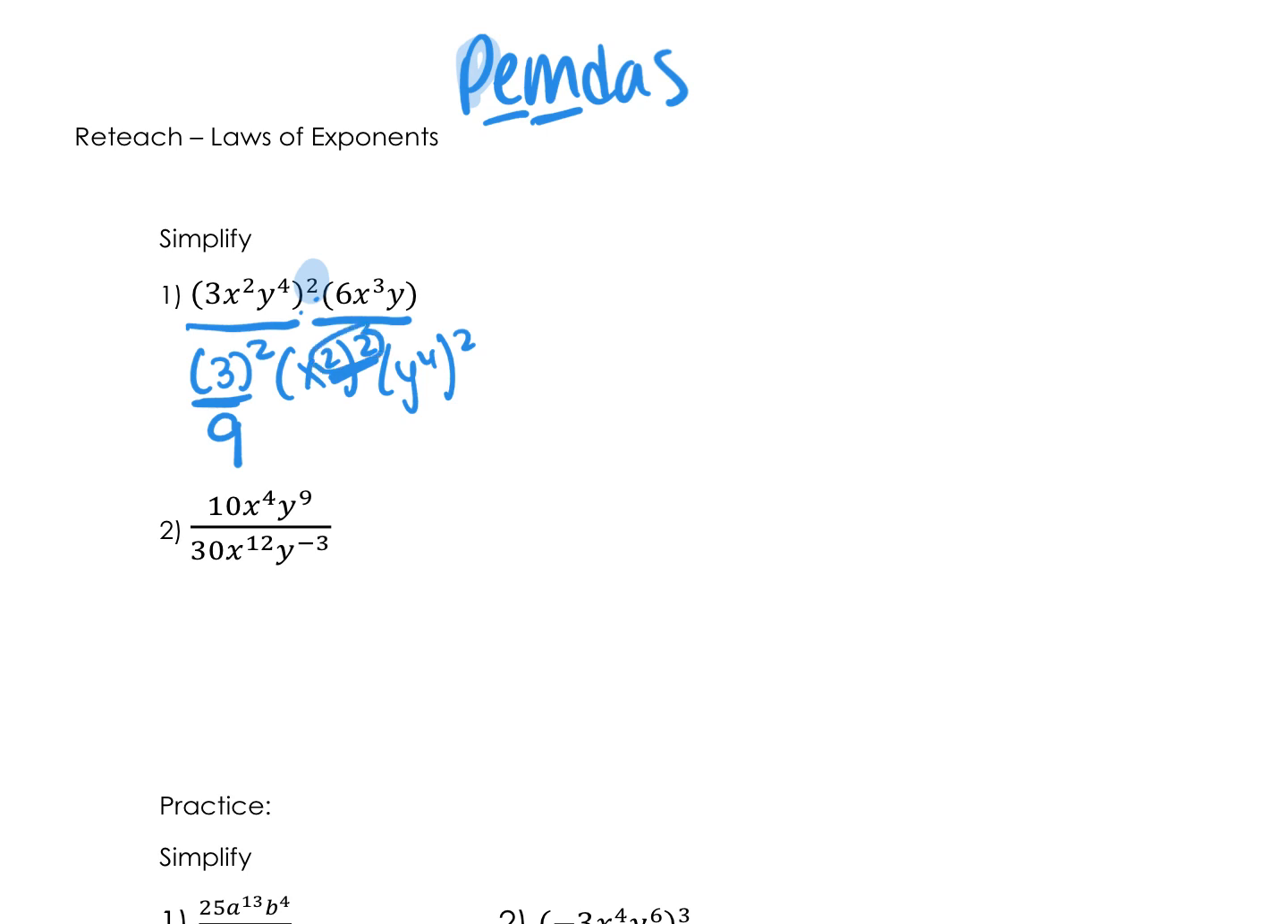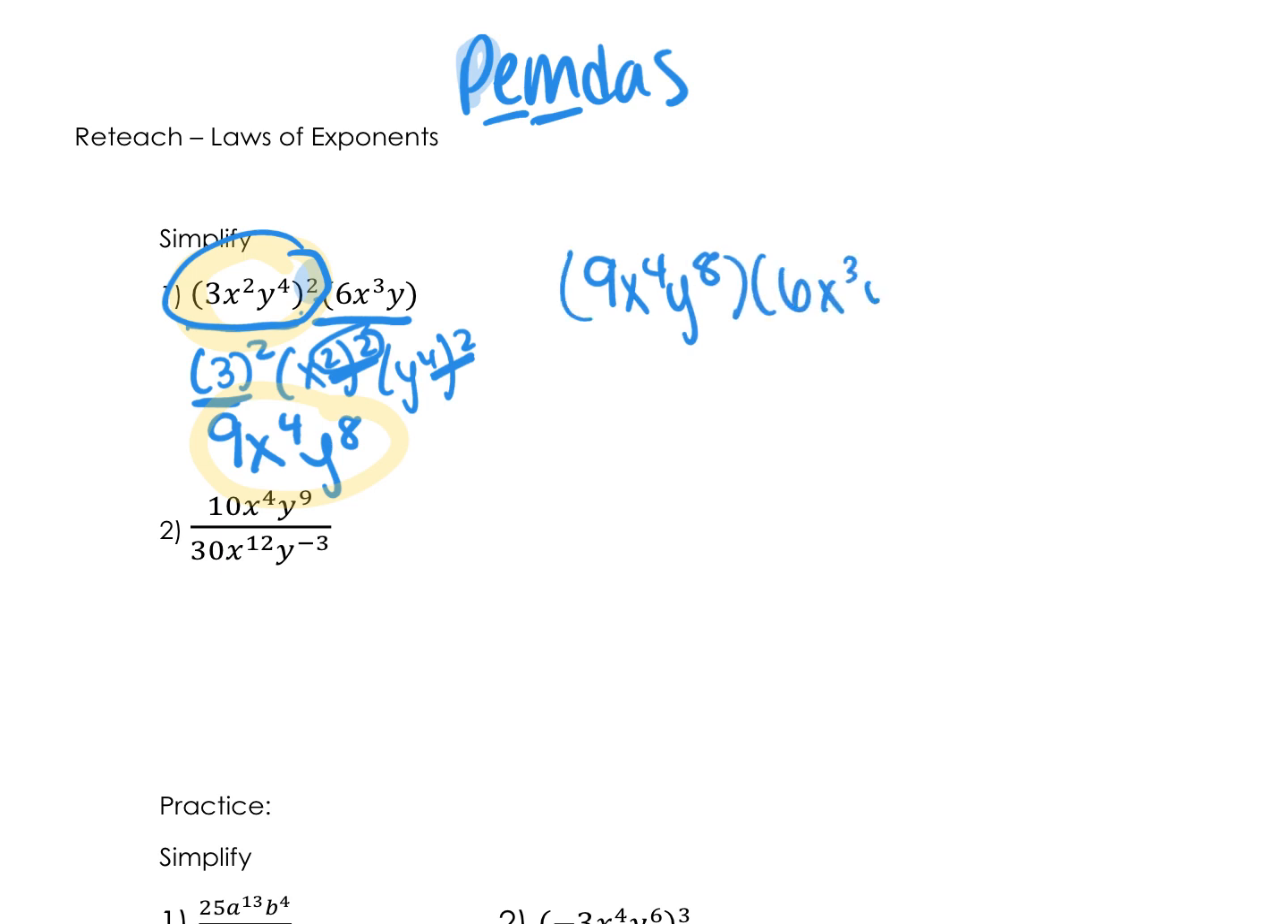These are both exponents. So that will be x to the 4th, and then we'll multiply these exponents, that'll be y to the 8th. Okay, so that was just this part right here. All of that was this, okay? So we started with that exponent. So now we have 9x to the 4th times y to the 8th. That's this part. And then that's being multiplied by 6x to the 3rd y. Okay? This part here.